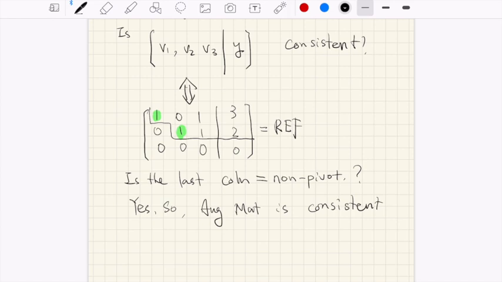Therefore, y is a linear combination of v1, v2, v3.